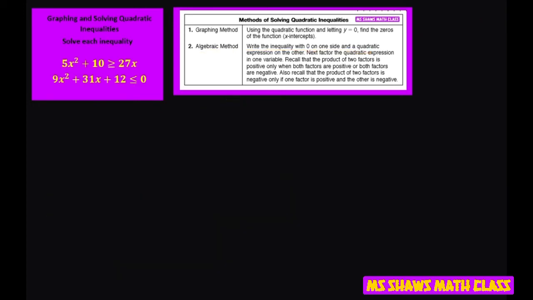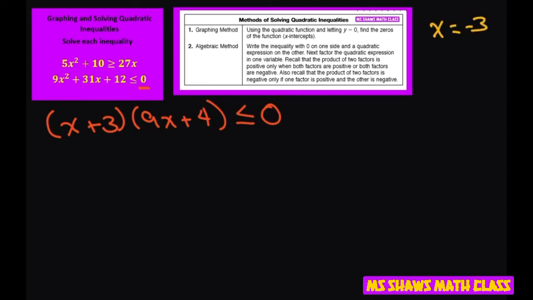Now the next one, let's go ahead and do this one the same way. It's already set up with 0 on one side of the equation. So now we can just factor this. So we're going to get x plus 3 times 9x plus 4 is less than or equal to 0. So we want negative. When you solve for this, you're going to get x equals negative 3, x equals negative 4/9. Just set both of these equal to 0 and solve for x.